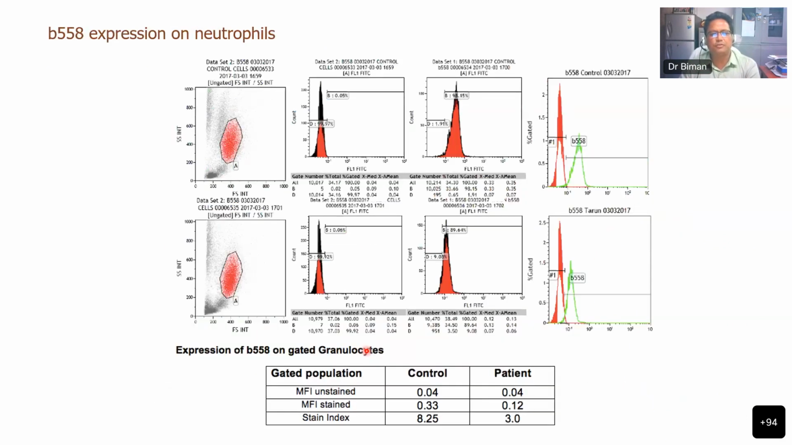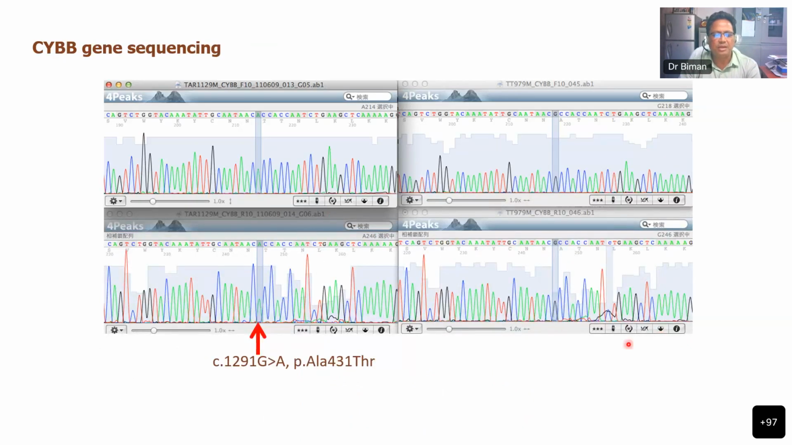You can also do a flow cytometry for the specific proteins like B558, GP91 phox, and P22 phox. You can specifically do a staining for those molecules. And in this patient, you can see that the B558 or the GP91 phox is deficient here. So this gives you a diagnosis of X-linked CGD, because of defect in the B558. And CYBB, you can do a genetic analysis, and that straight away gives you the diagnosis.